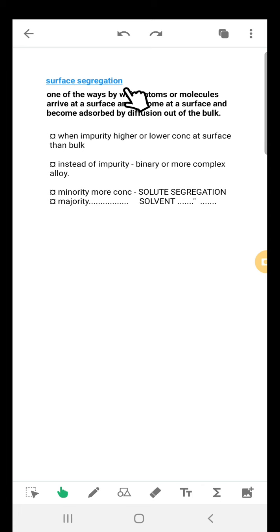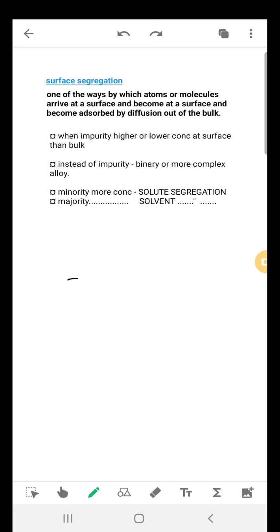So today we will discuss surface segregation. Surface segregation is one of the ways by which atoms or molecules arrive at a surface and become absorbed at the surface by diffusion around the bulk. This will happen when the impurity is either at a higher or lower concentration at the surface. That is why, to maintain a similar concentration, the bulk atoms will go.